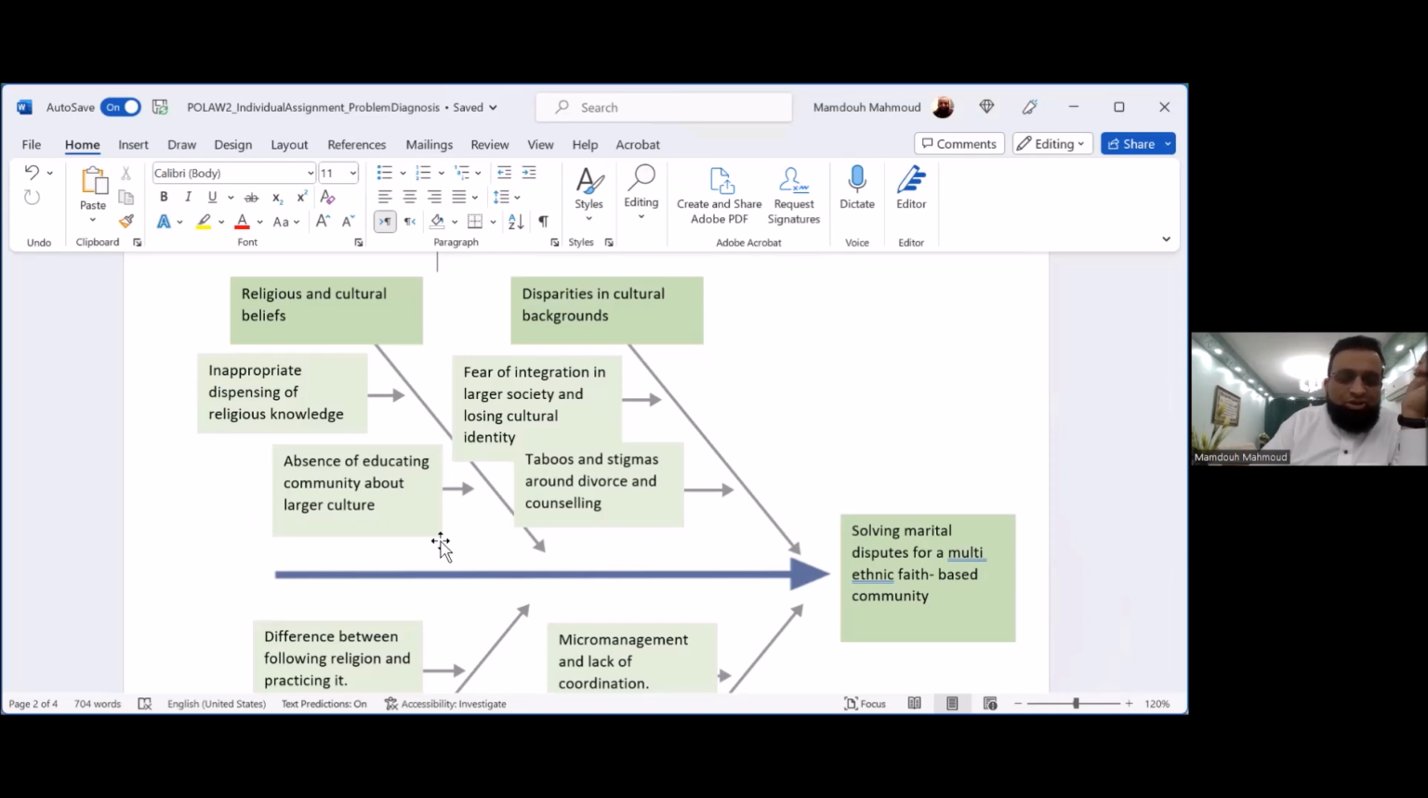Absence of educating the community about the larger culture. And that's what we do at Masjid Salam, for example. We teach people about the larger culture. We bring others from outside to speak about American culture, about home financing, about preventing bleeding, the respiratory system. We're going to talk about strokes. And you're in America, these are your rights. You bring lawyers to speak to you. Yeah, so this is my diagram here and the different things.